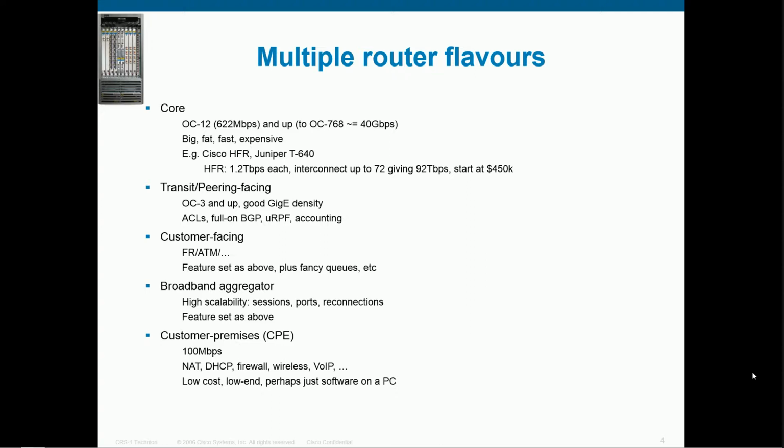One of the interesting things here is the interconnect up to 72, meaning you can interconnect multiple CRSs so that they can distribute the load across one another, allowing for a bandwidth of up to 92 terabits per second, and each one of them starting at about $500,000. These guys are flexible, but they again are extremely expensive.